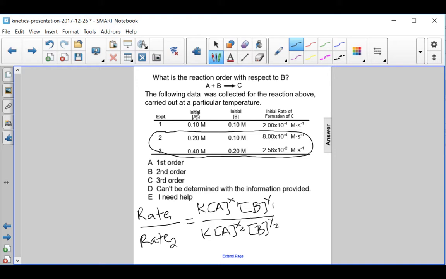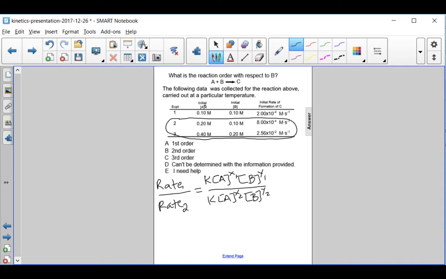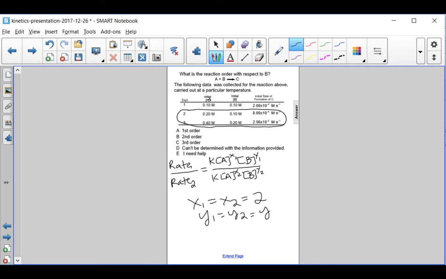So here's what we already know. We already know that x1 and x2 are 2. In a previous question, we found out that the reaction was second order with respect to A. And for the reaction, y1 will equal y2, and so we're just going to call that y. Okay? So now I can put some data in. So why don't I go ahead and do that?